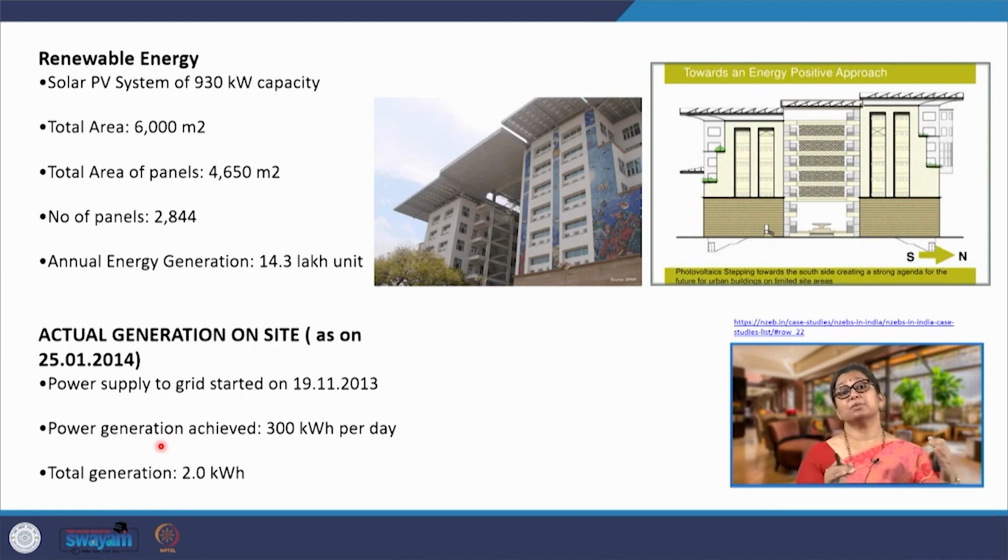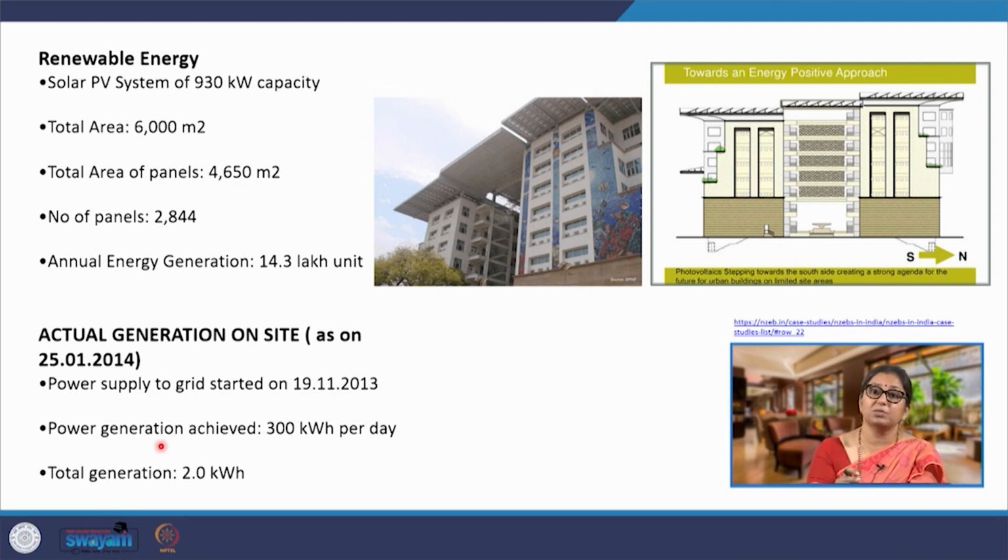Once the energy consumption was reduced by 70% from the conventional building consumption, which is a very huge reduction, the required energy is now being offset by producing renewable energy through this roof shade that has been provided. Overall, a solar PV system of 930 kilowatts capacity is installed, and the actual generation is around 300 kilowatt hour per day, which is significantly high given the small footprint that this building has.